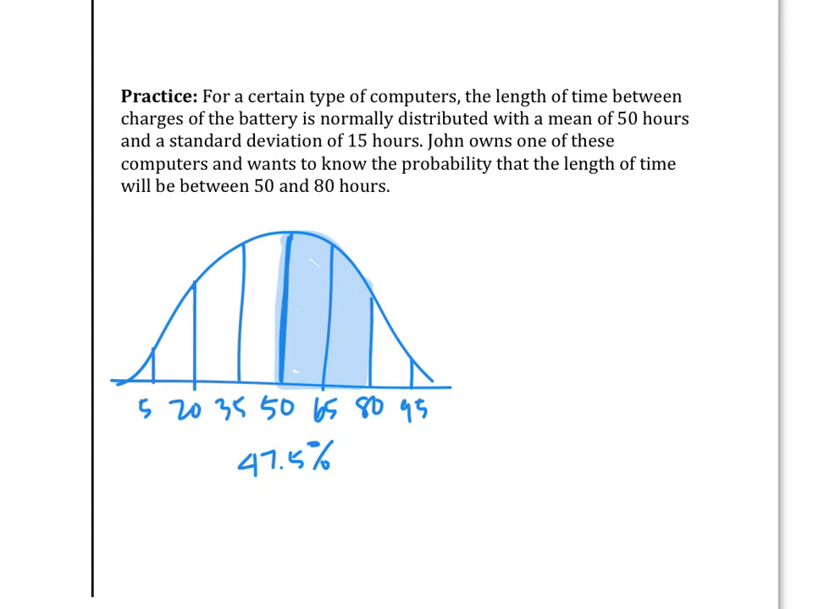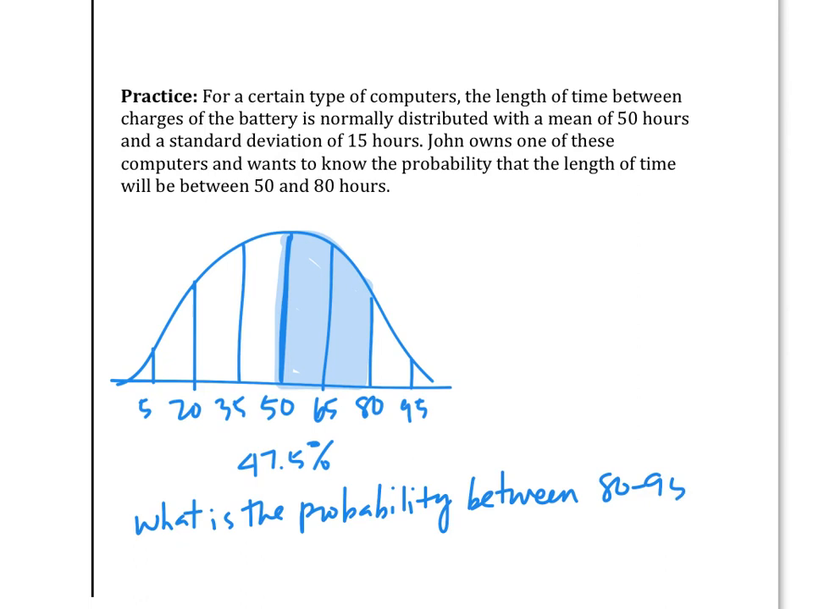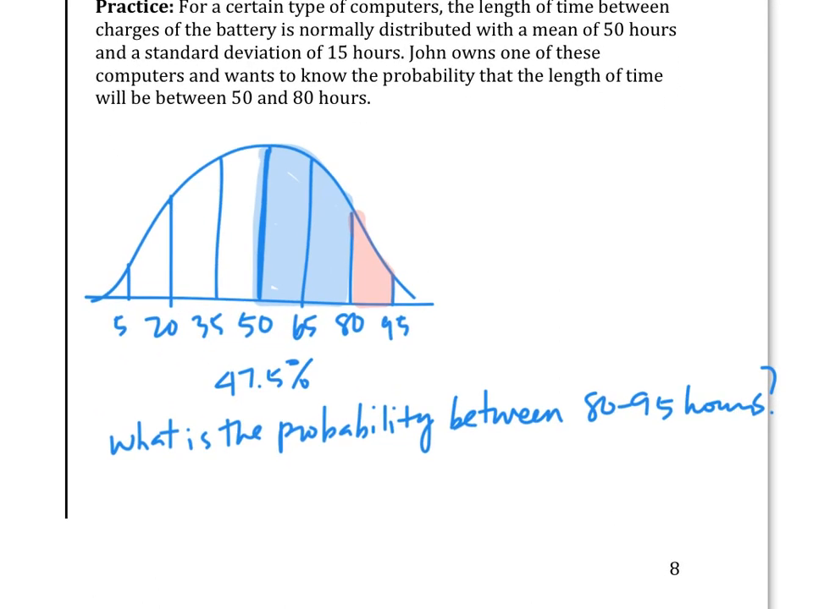Now let me ask you a more tricky question. What if the question said, what is the probability between 80 to 95 hours? Okay, 80 to 95 hours is here. Then what are you going to do? Go ahead and try it and then come back and check the answer.